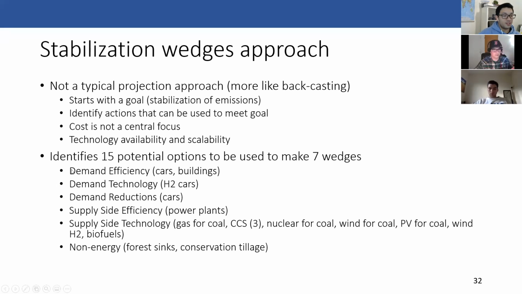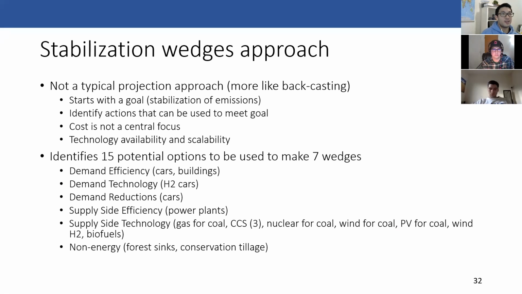Okay, and so what are those? Some examples of those options are demand efficiency, improvements in cars and building energy efficiency, demand technology, demand reduction, supply side efficiency, supply side technology, and non-energy issues or items.